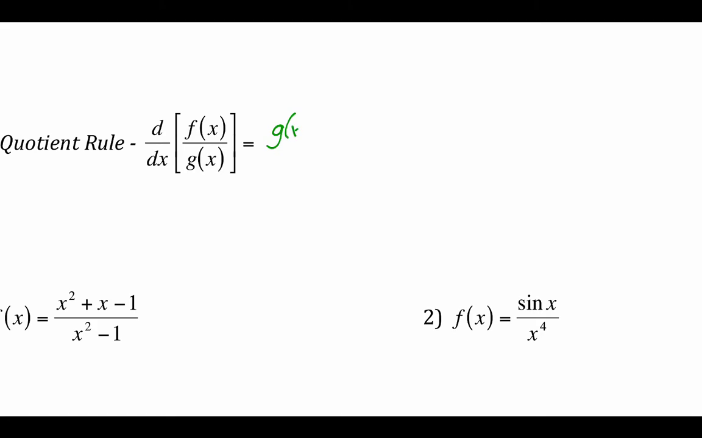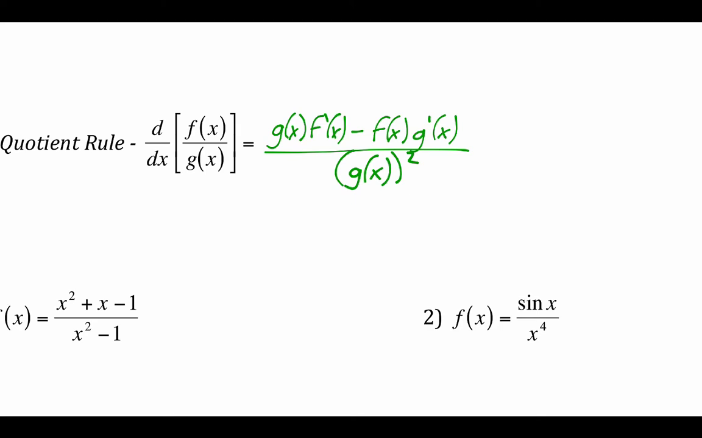g of x times the derivative of f of x, minus f of x times the derivative of g of x, all over g of x squared. So a little more complicated than the product rule.